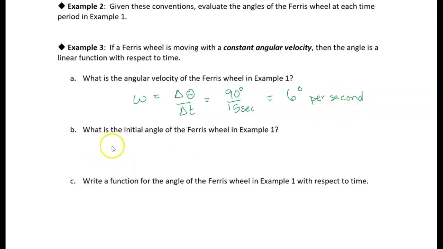The second part just asks, what is the initial angle? We'll call it theta 0, because it's at time t equals 0. We decided to call that minus 90 degrees, because we're down at the bottom. If we put an x-axis straight through the middle of this Ferris wheel and measure from the positive x-axis, that would be negative 90. So we can actually write a function for theta with respect to time, and we get 6t minus 90 degrees.